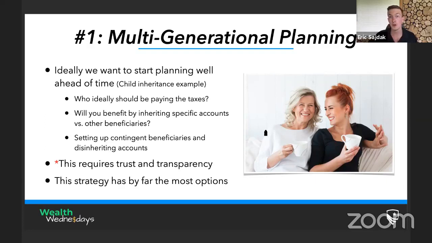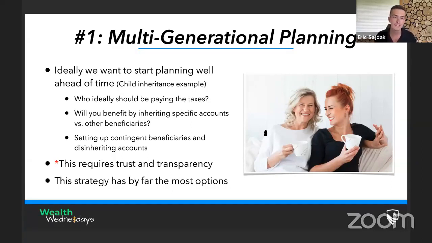If somebody's in a very low tax bracket, they should have the inherited traditional IRA passed to them, since there's not as much tax planning that needs to go on in their situation. So again, passing the right accounts on to the right people will make a huge difference.